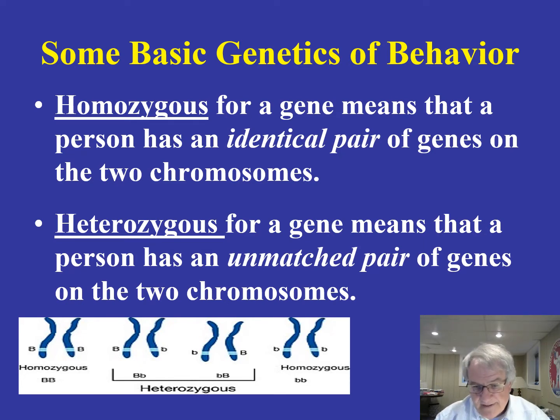So you can see the diagram here on the bottom of this slide. Here we have the homozygous situation where we have identical pairs of genes on the 2 chromosomes. We have the same thing here in this condition. And here we have the heterozygous condition where you have an unmatched pair of genes on the 2 chromosomes. So again, we can have genes that are either homozygous or heterozygous.